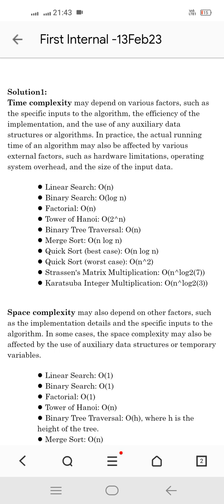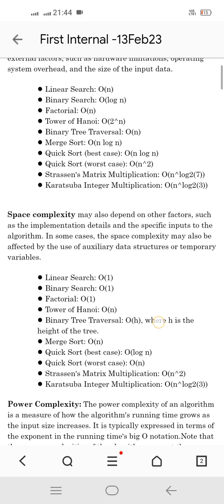First, we discuss what is time complexity, space complexity and power complexity of an algorithm. Time complexity may depend on various factors such as the specific input to the algorithm, the efficiency of the implementation and the use of any auxiliary data structure or algorithm. In practice, the actual running time of an algorithm may also be affected by various external factors such as hardware limitation, operating system overhead, and the size of the input data.